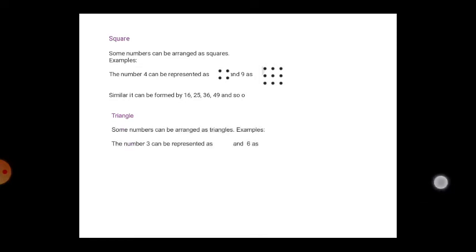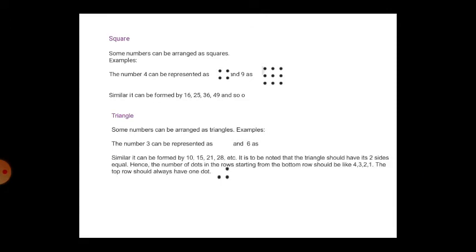Triangle. Some numbers can be arranged as a triangle. Some numbers we can represent using dots as a triangle also. See, 3: 1, 2, 3, it looks like a triangle, right? 6, you can observe here, 6 also. Similarly, it can be formed by 10, 15, 21, 28, etc.